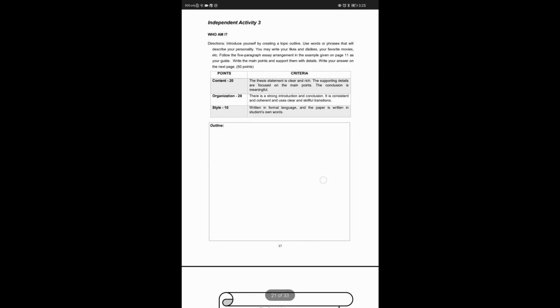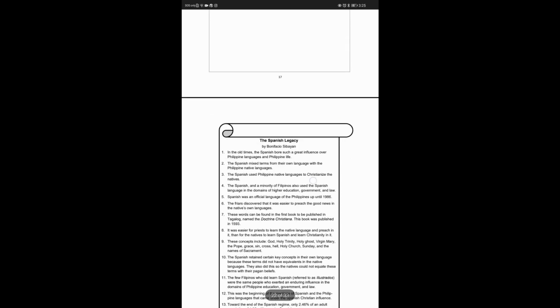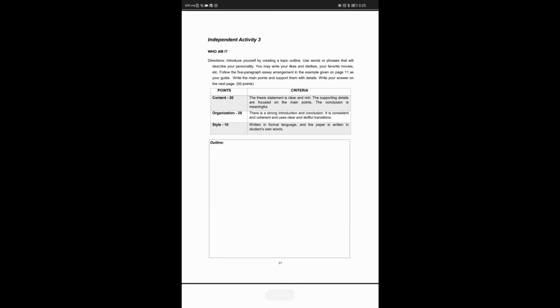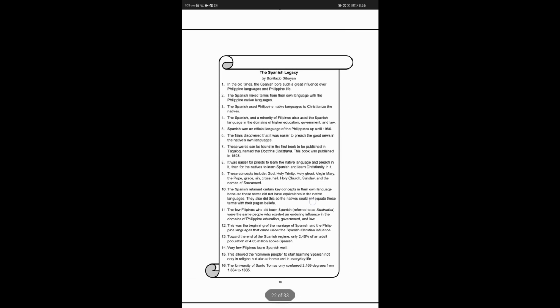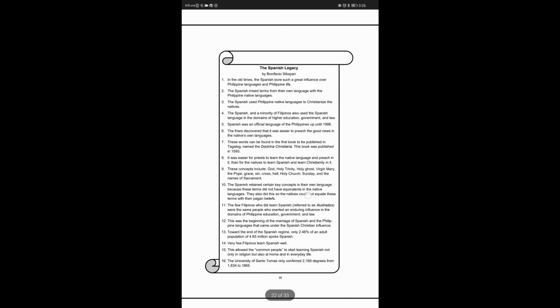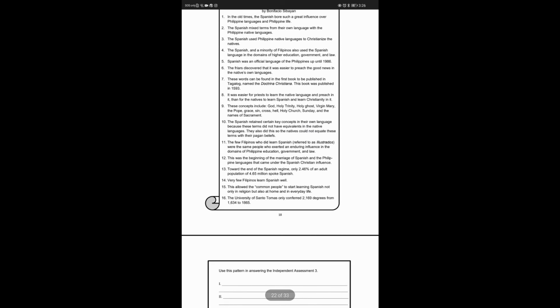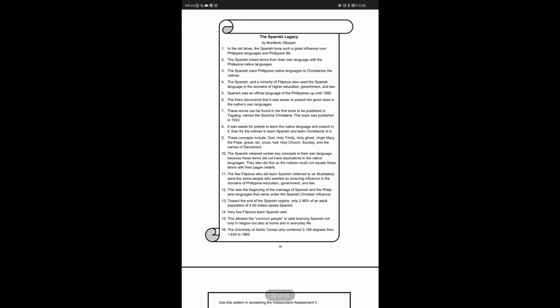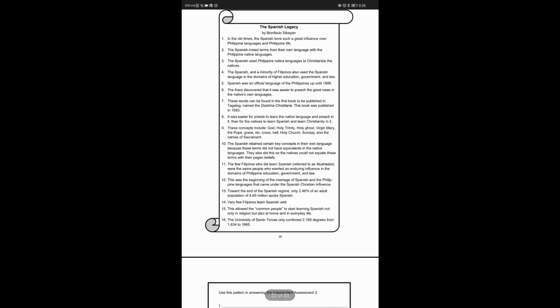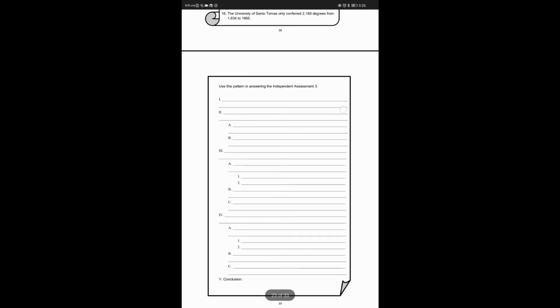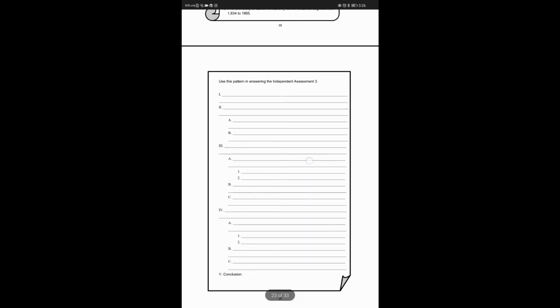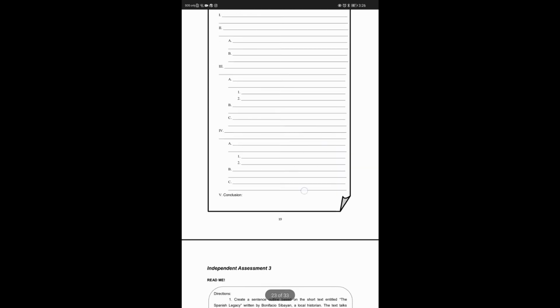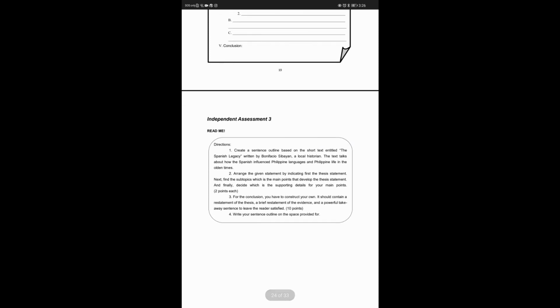Again, that's for independent activity 3. Then for independent assessment 3, in here you make a writing outline. For independent assessment 3, you will be making a reading outline. So here is the Spanish Legacy, written by Bonifacio Sibayan. So just have to read this carefully, and then using this pattern, you're going to make a reading outline.